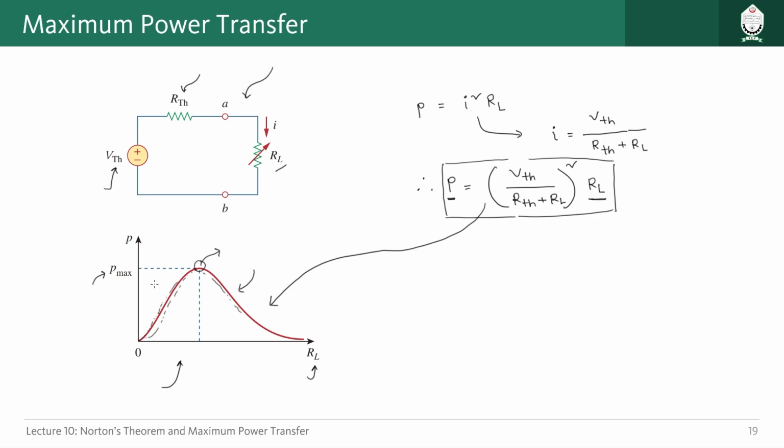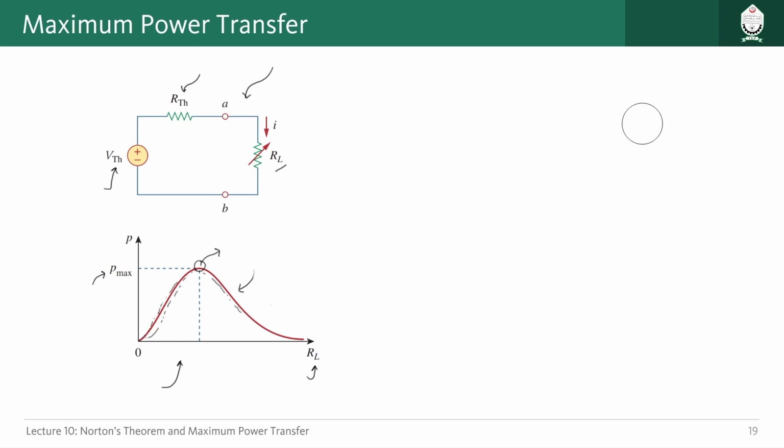So how do we do that? Let us try. Again, let us write the equation: P is equal to VTH divided by RTH plus RL, whole squared, multiplied by RL. We will take the derivative of P with respect to RL, so that will be dP by dRL.